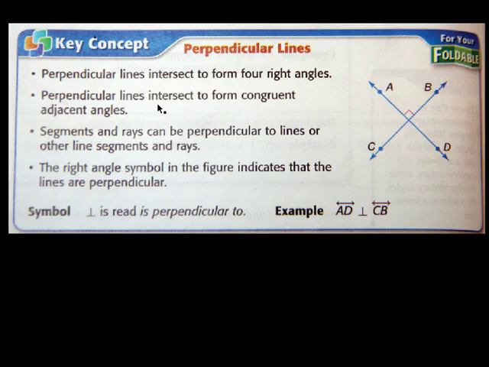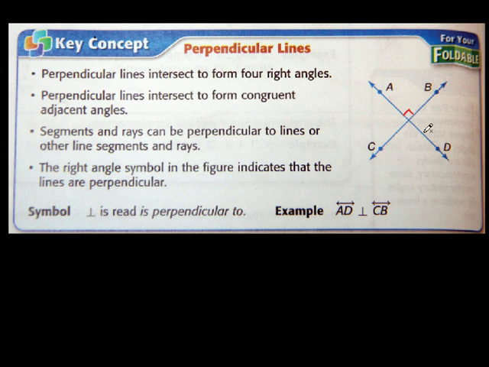All right, let's talk about another thing, which is perpendicular lines. Perpendicular lines, if you look at it, they intersect to form 4 right angles. And you look at this and you say, well, I don't see 4 right angles. Well, I do. Watch. That's one right angle. Remember, these are a linear pair, so they have to add up to 180. So if this is 90, what's this angle right here?